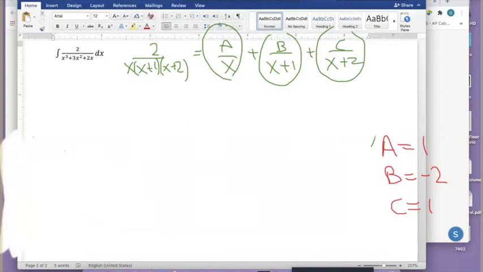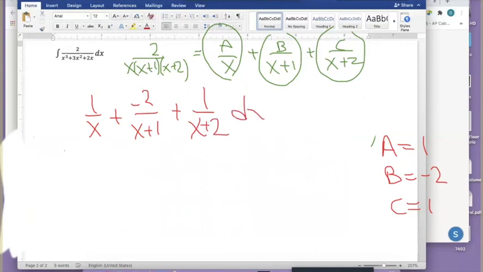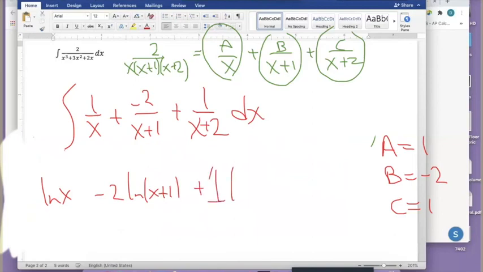So we end up with 1 over x plus -2 over x plus 1 plus 1 over x plus 2, which is an easy ln of x minus 2 ln of x plus 1 plus 1 times the ln of x plus 2 plus C. And there you go. All right.